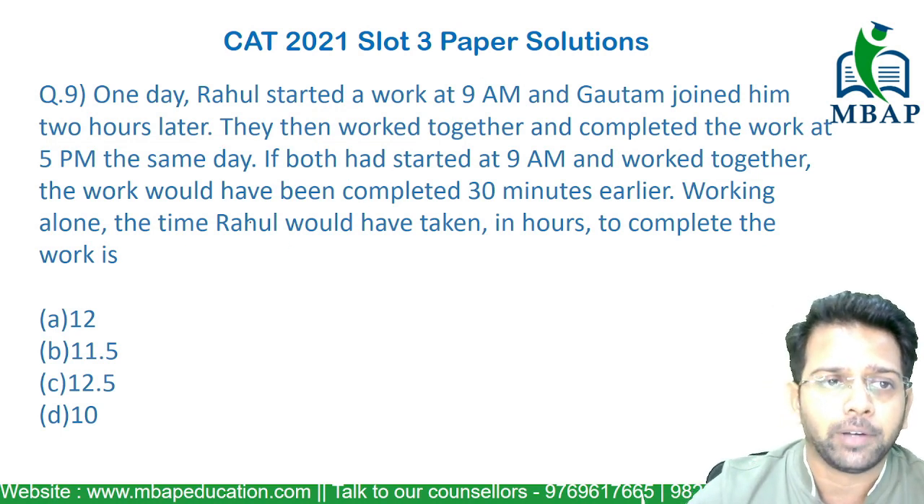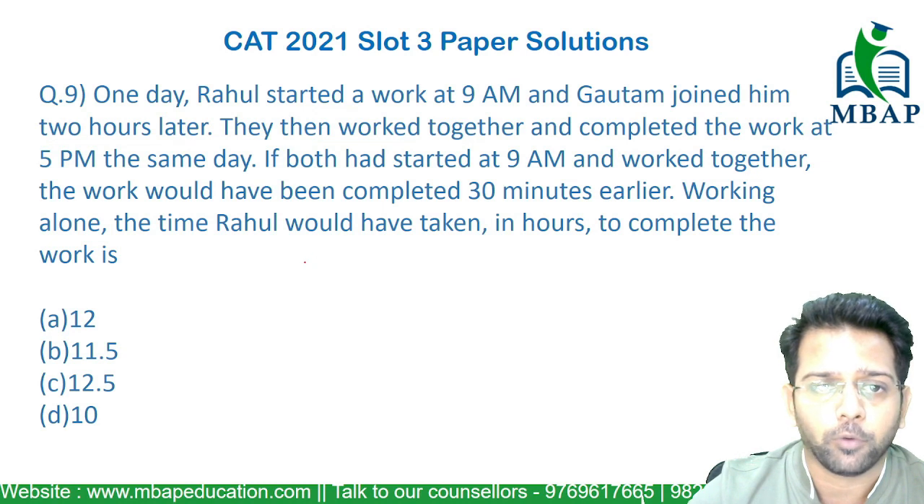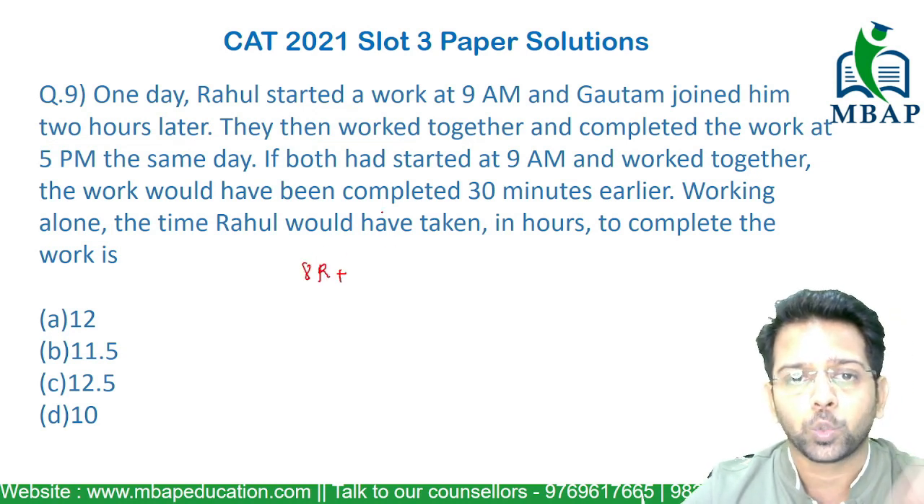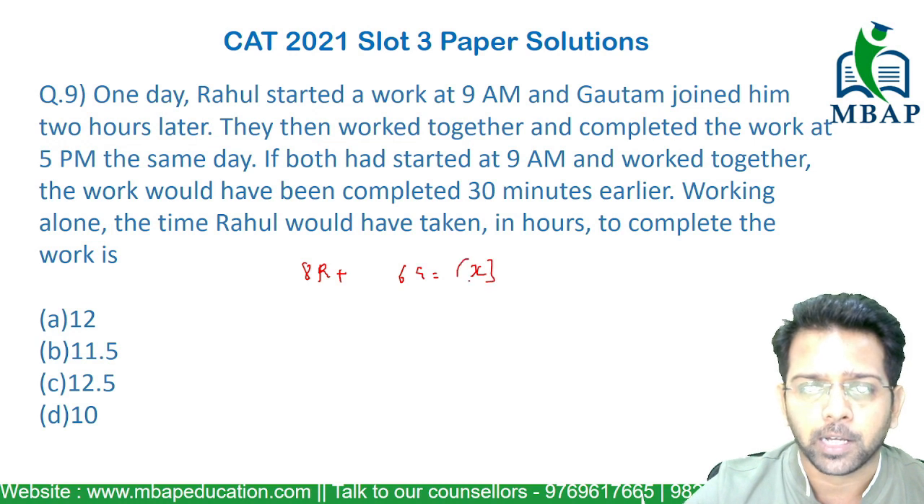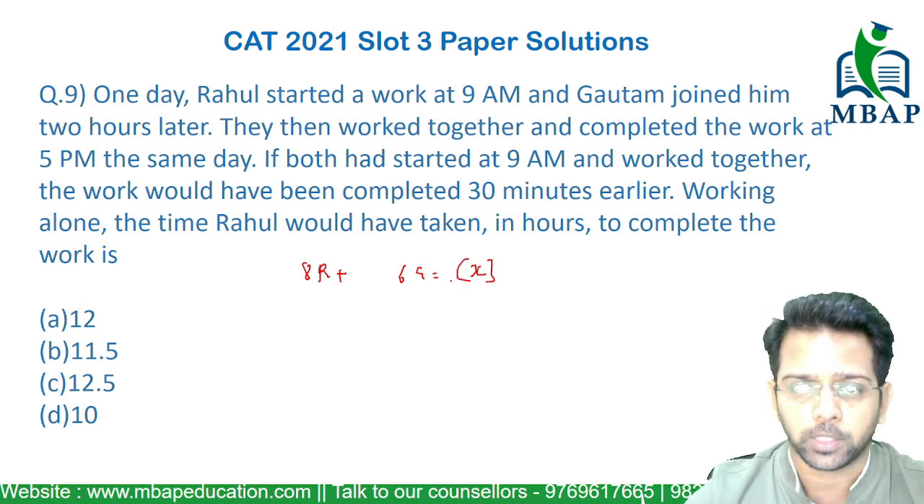From 9 a.m. to 5 p.m., you can say Rahul has worked for 8 hours. So 8 hours of Rahul's work and 2 hours less, which is 6 hours of Gautam's work, would be able to finish the entire task, whatever the amount of work which was there.